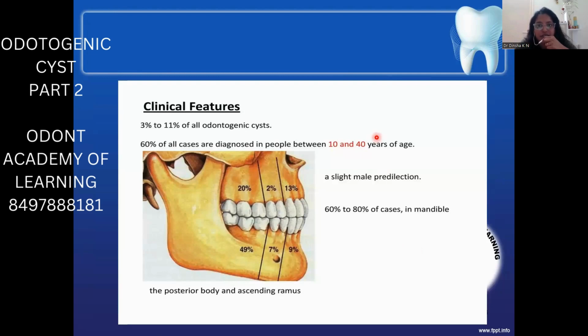Clinically, this comprises around 3 to 11% of all the odontogenic cysts, and 60% of these cases are diagnosed in people between 10 to 40 years of age with a male predilection, and around 60 to 80% of cases are seen in the mandible, again in the posterior body and the ascending ramus.